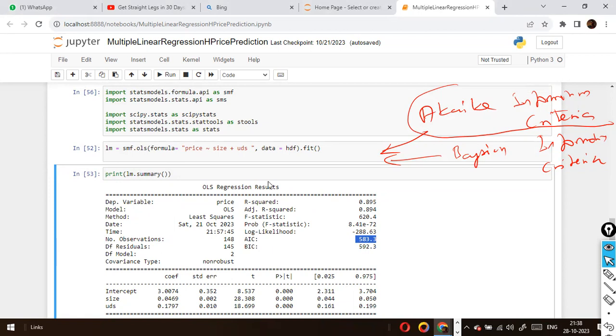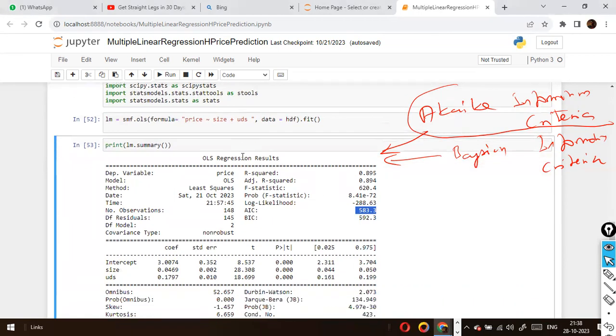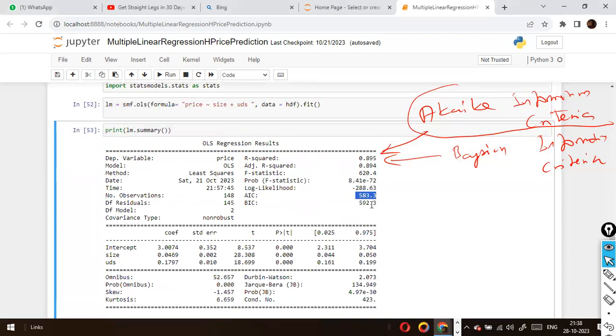So these two independent variables, this is another way of doing feature selection. The lesser the AIC and BIC, the better the model, the better the features are performing. The lesser the AIC value, that is the best model. That is another way of doing model selection. They'll ask you in the interview, how do you do model selection? We have something called AIC, BIC value.